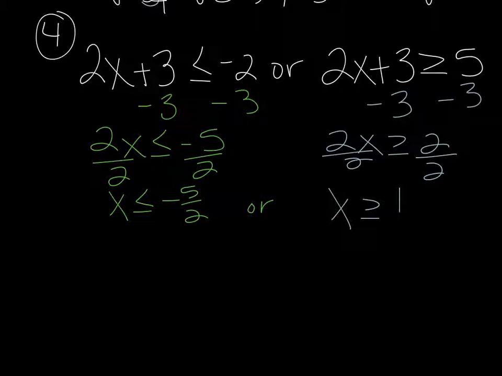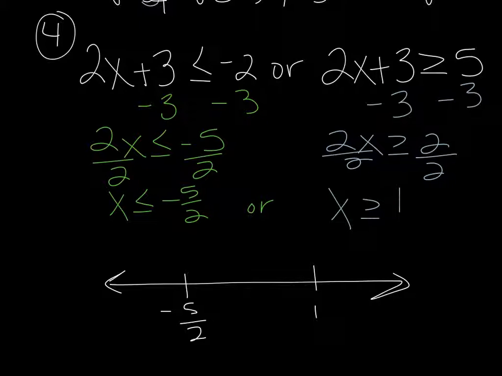Okay, so hopefully you got x is less than or equal to negative 5/2, or we could think about that as negative 2.5, or x is greater than or equal to 1. So if we draw our number line, we're going to have a dot at negative 5/2, a dot at 1. At negative 5/2, open or close dot? Close dot. At 1, open or close dot? Close. Okay, we need our highlighters out.